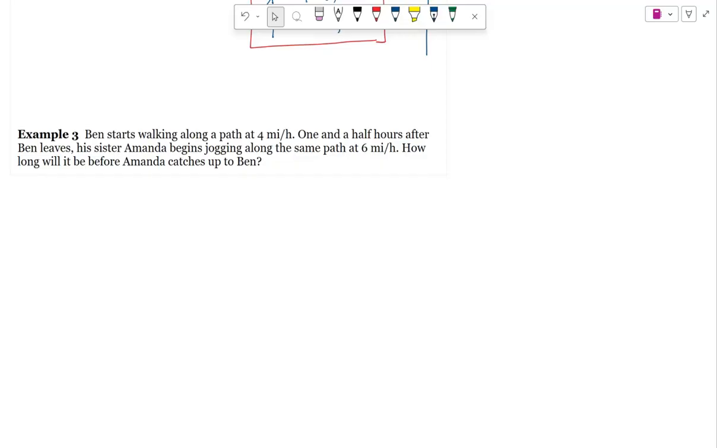So let's start by drawing a picture here. I'm going to first say this. Ben's rate, how fast he's moving, walking in this case, is 4 miles per hour. And Amanda's rate is 6 miles per hour.